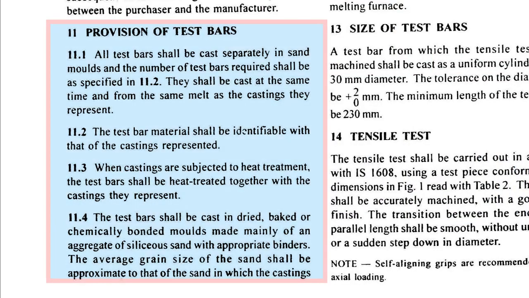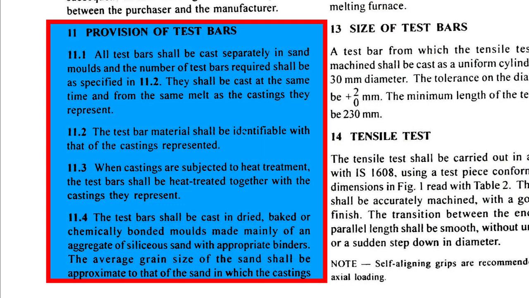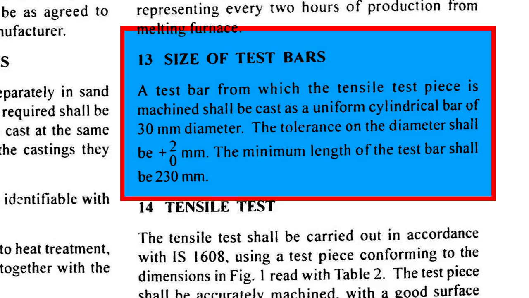Provision of test bars and size of test bars, Clause 13. Grey cast iron being a versatile material, it can be molded into any design and size. However, in the testing laboratory, due to space constraints, test bars of the size mentioned in Clause 13 of IS 210 are supplied for carrying out the test. These test bars are cast at the same time and from the same melt as the castings they represent.